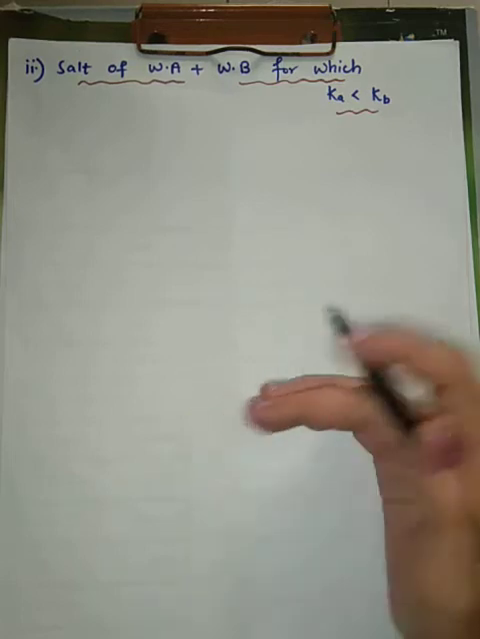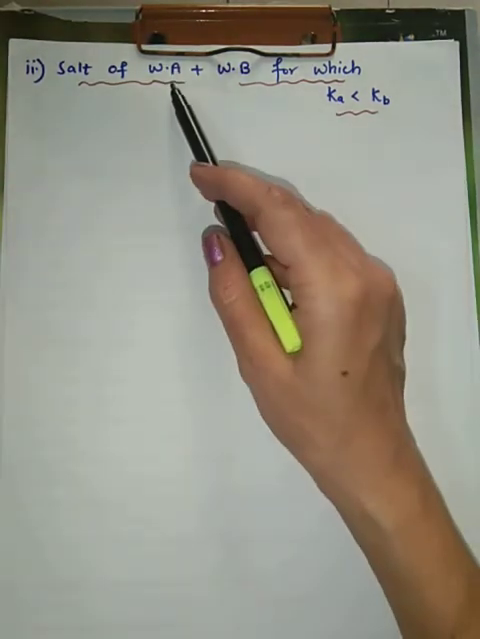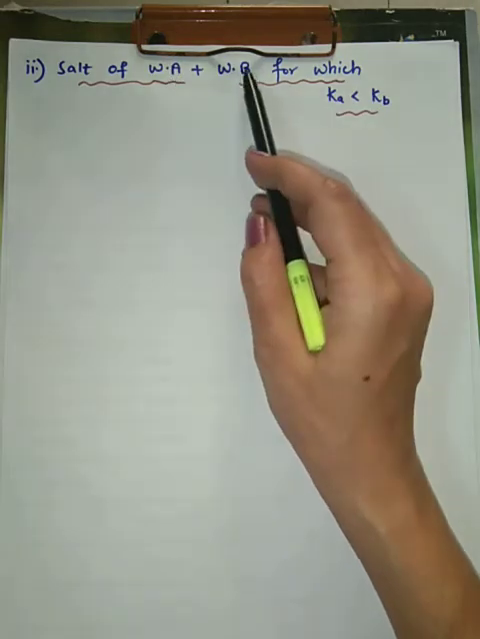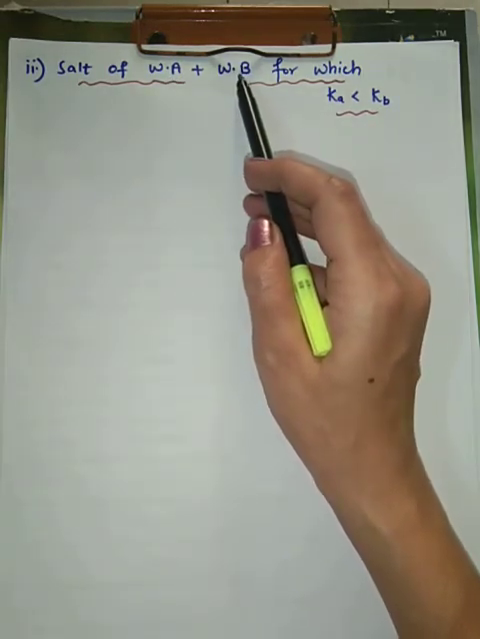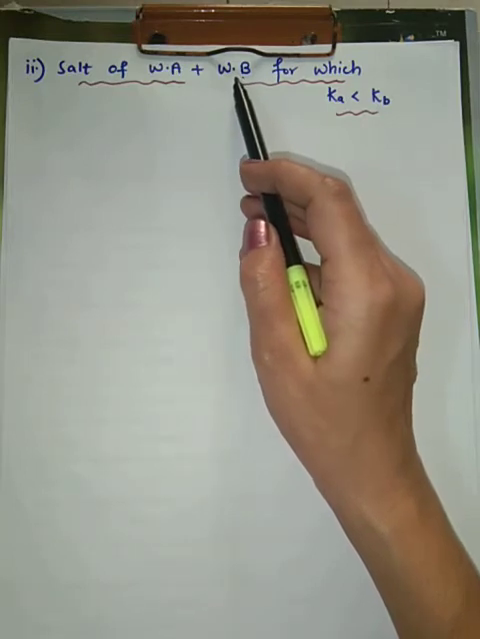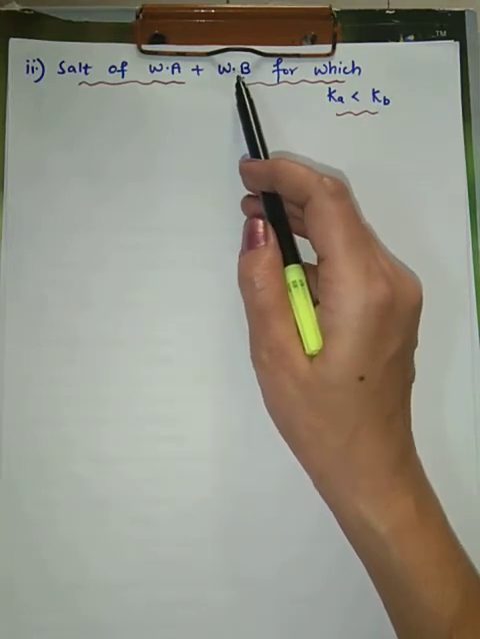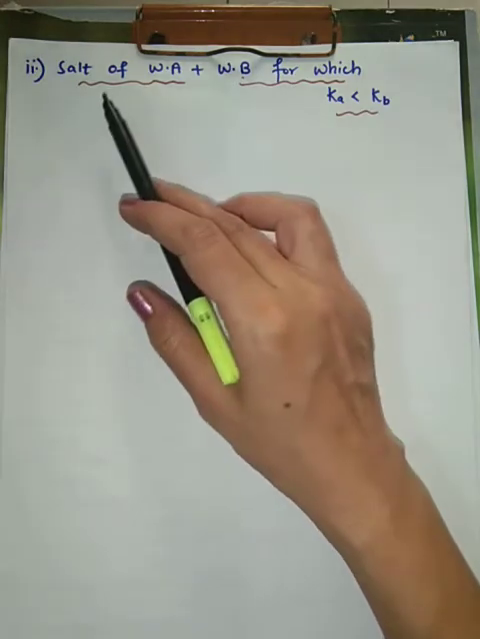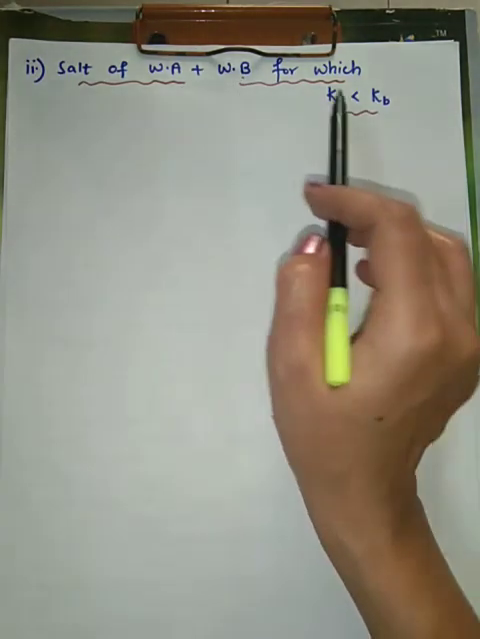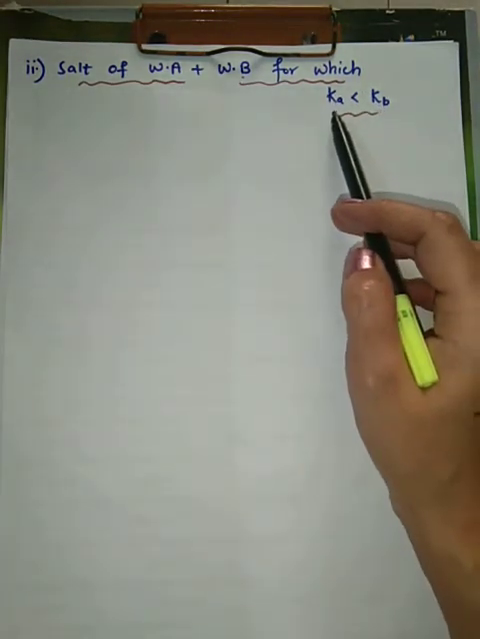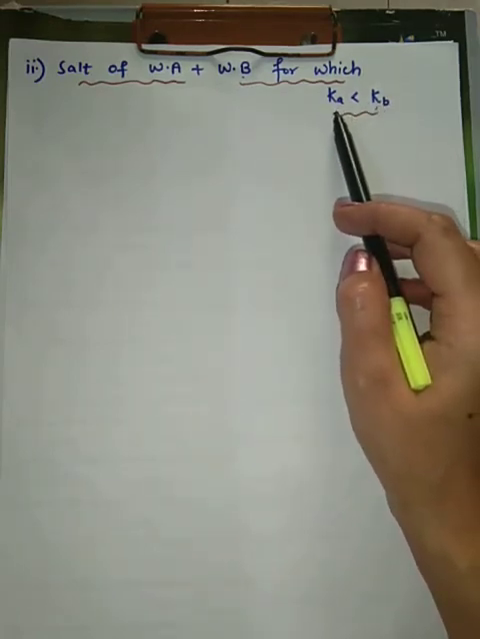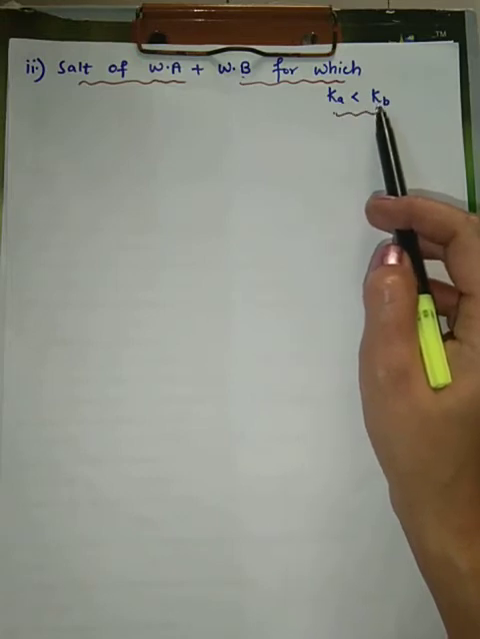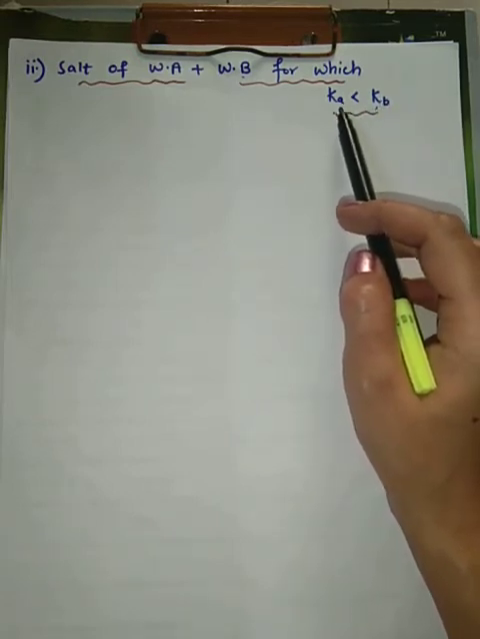Hello students, we continue with the third type of salt, which is made up of weak acid and weak base. Under this we have three cases. We have already done the first case, for which Ka was more than Kb. Now the second case is the salt of weak acid and weak base for which Kb is more than Ka, meaning the base is stronger than the weak acid. Both acid and base are weak, but the strength of the base is more than that of the acid.